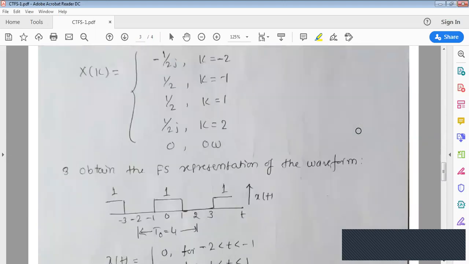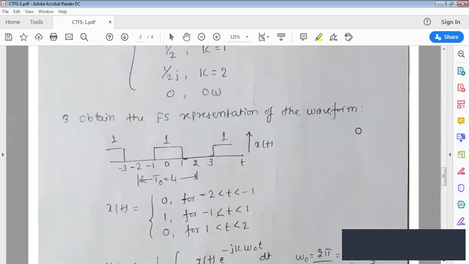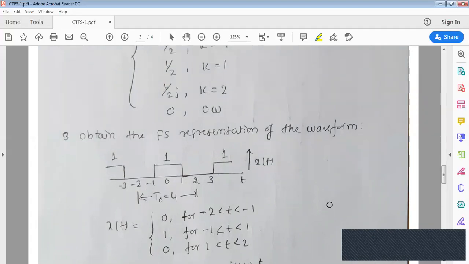Now, I'll take a slightly different version. In this one, obtain the Fourier series representation of the waveform. From here onwards, I'll give the waveform to you. So how do you write the Fourier series equivalent of this waveform? This is your x of t versus t. Here t is minus 1, it is 0, plus 1, 2 to 3, and this one.